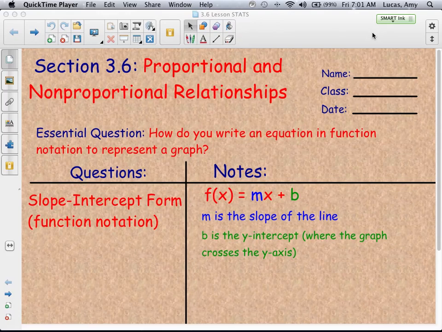Lesson 3.6, Proportional and Non-Proportional Relationships. Our essential question today is, how do you write an equation in function notation to represent a graph?